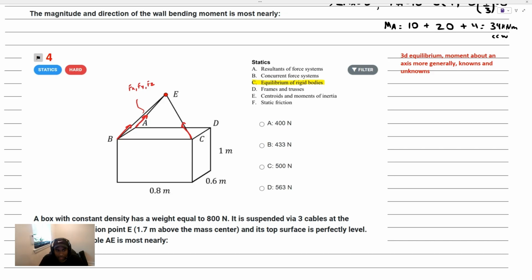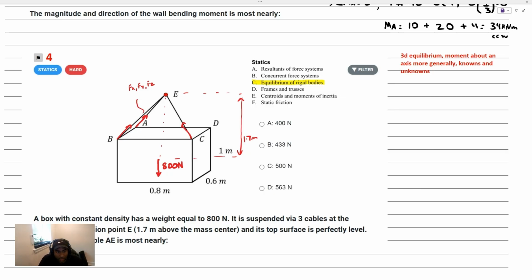All right, let's take some of the information that they gave us and place it onto this box here. The first thing is that this has a weight equal to 800 newtons, and that's going to be placed at the centroid. We're told that this box is nice and flat here, so the centroid is just going to be right in the center of the box, kind of intersecting that point E at the top. This total distance is 1.7. So the distance from E to that 800 is 1.7 meters.